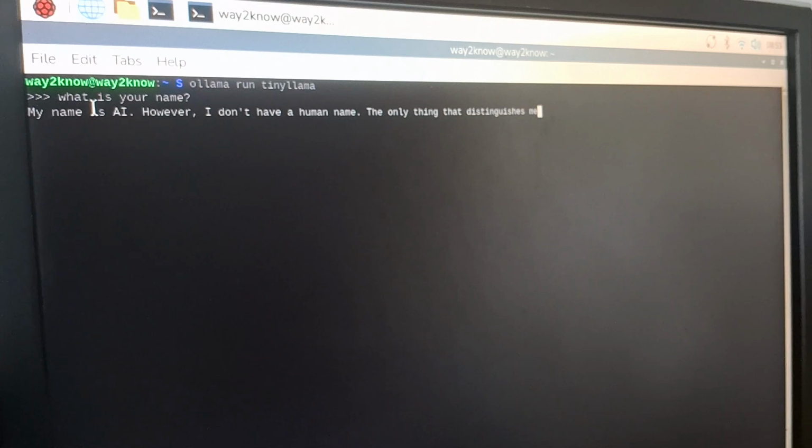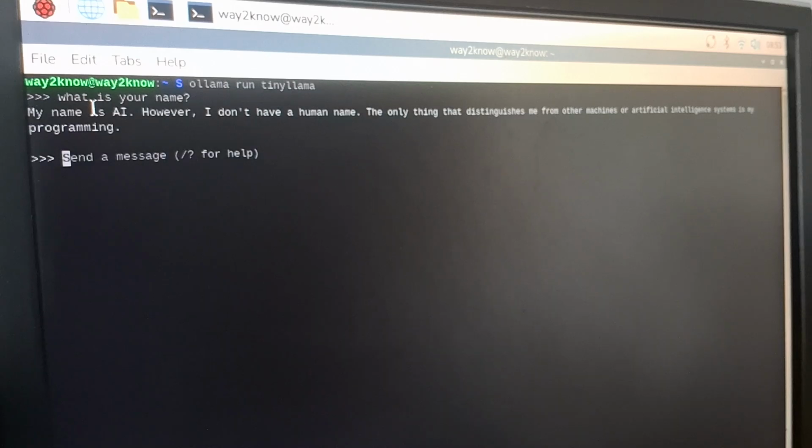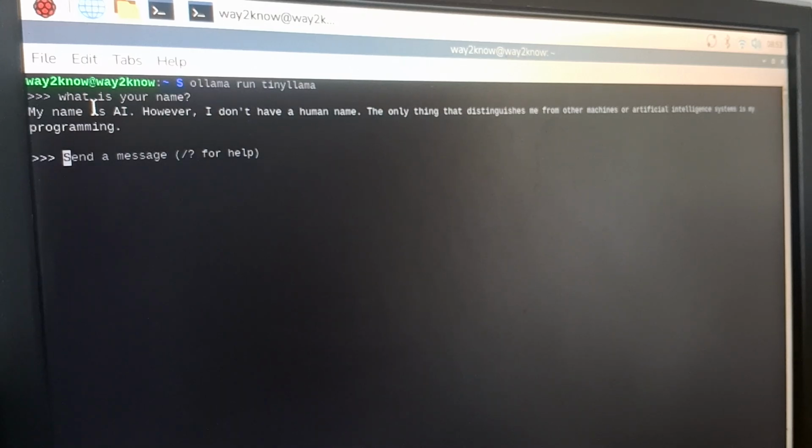The one thing which we have observed is when we run this on a Raspberry Pi 3 model, the processor gets heated up a lot. But ensure that you have a proper heat sink so that your processor doesn't get damaged. Raspberry Pi is costly, right? So it says my name is AI, however I don't have a human name. Okay, so this is what it is giving.